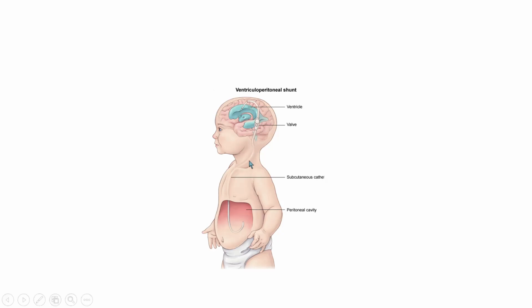This is the ventricle, and from this ventricle there is a valve. This is the subcutaneous catheter, and this CSF drains into the peritoneal cavity.